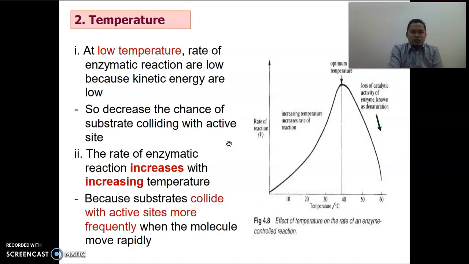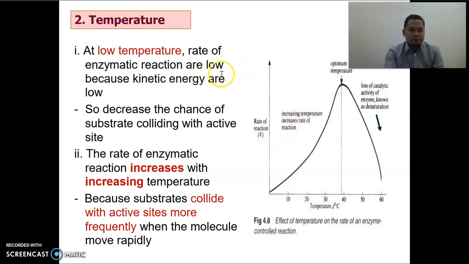Kemudian kita tengok pada faktor yang kedua, iaitu temperature. Bagi temperature, kita akan bahagikan situasi ini kepada tiga bahagian. Yang pertama pada low temperature, yang kedua pada optimum temperature, saya tak guna perkataan high temperature untuk optimum temperature. Yang ketiga adalah pada situasi di mana higher temperature above optimum. Pada low temperature, the rate of reaction is low.